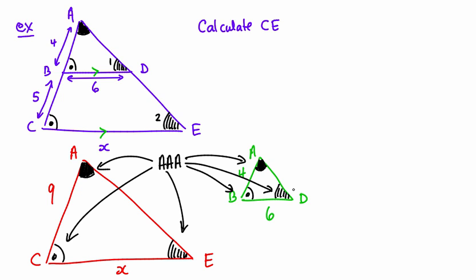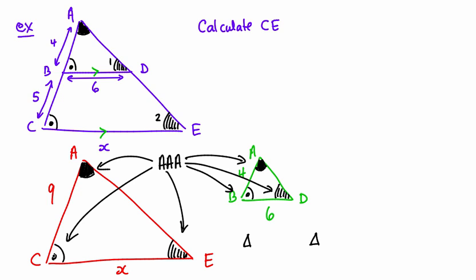When you have an angle, another angle, and another angle, a shortcut we use in mathematics is AAA, then these two triangles are similar. And so we can write a similarity statement, and we just have to be a little bit careful with it.